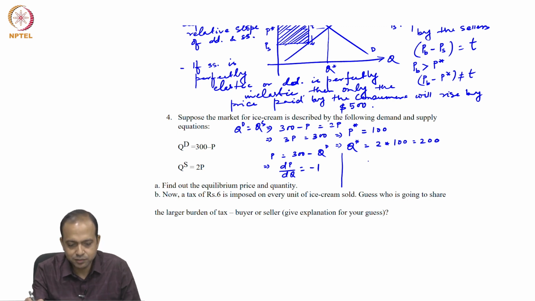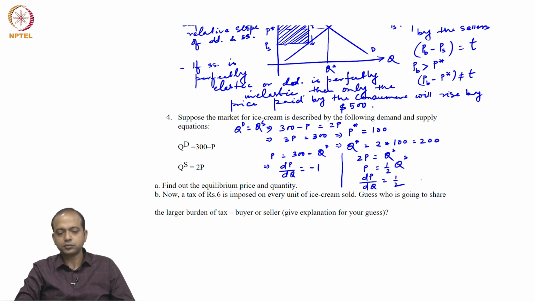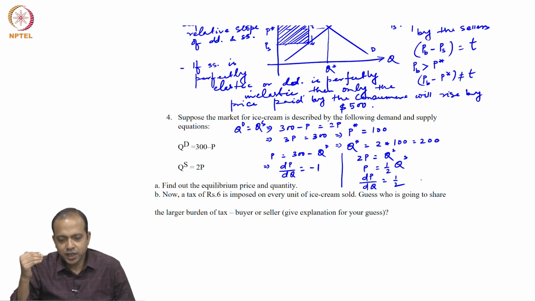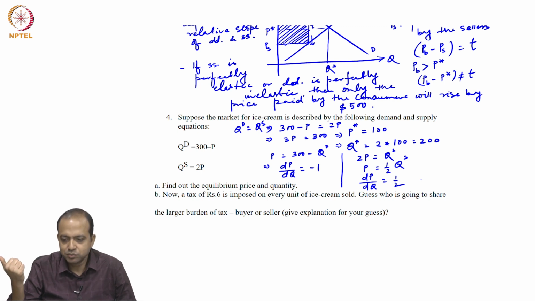From the supply, 2P equals QS, or P equals half of QS. So, dP/dQ equals half. So, elasticity is basically the inverse of the slope multiplied by the price quantity ratio.